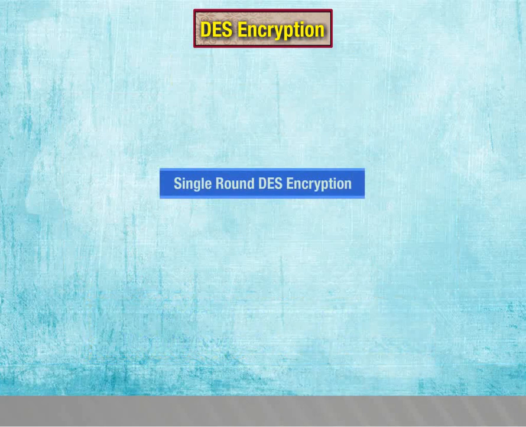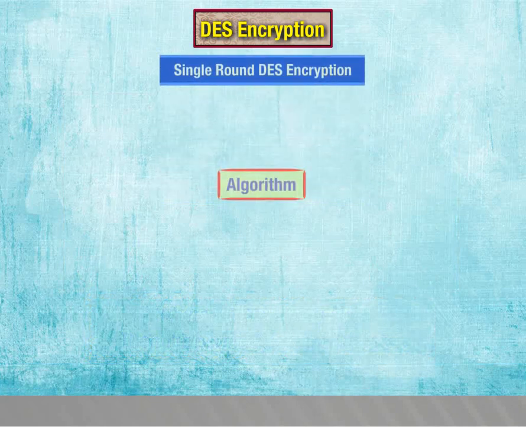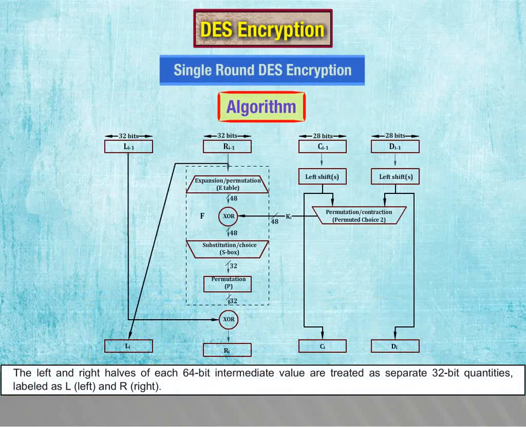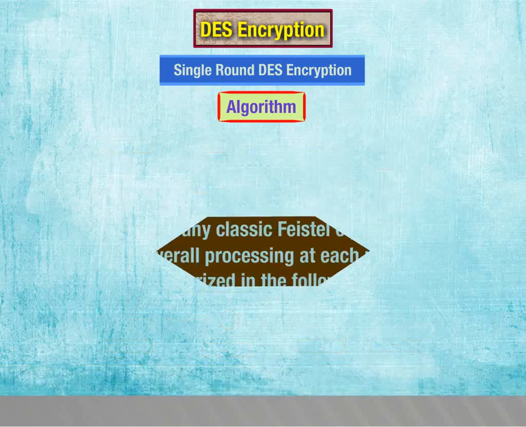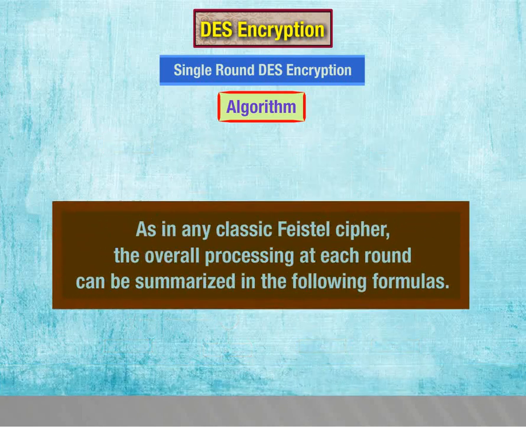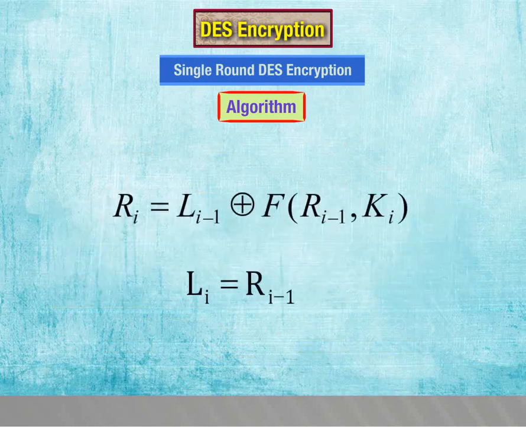Single round DES encryption algorithm. The left and right halves of each 64-bit intermediate value are treated as separate 32-bit quantities labeled L (left) and R (right). As in any classic Feistel cipher, the overall processing at each round can be summarized in the following formulas. Ri = Li-1 XOR f(Ri-1, Ki). Li = Ri-1.